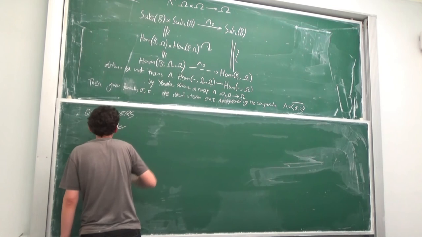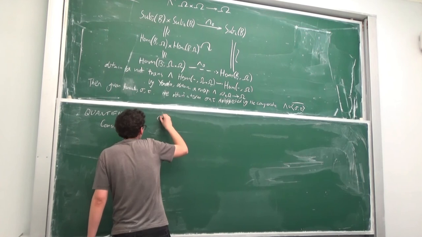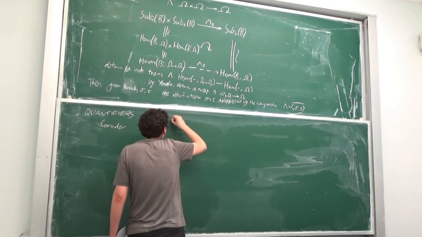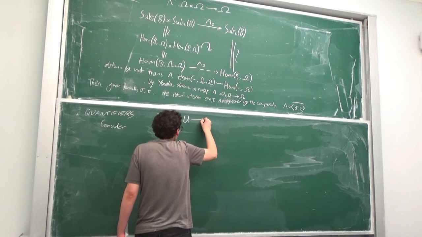So, suppose that we have a formula. I'm just going to write its interpretation here. It has some free variable of type X, and it has some other free variables. I'm just going to package them all together as U. And it's a formula, so it goes to Ω.